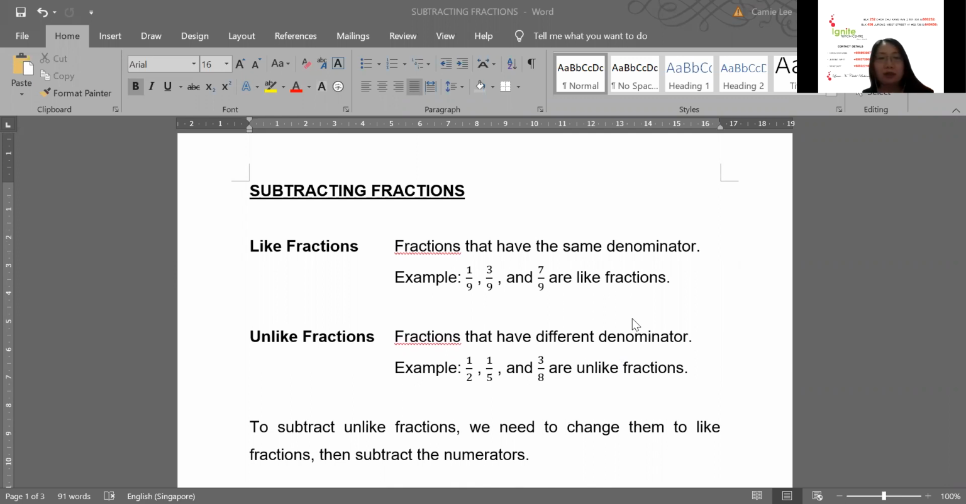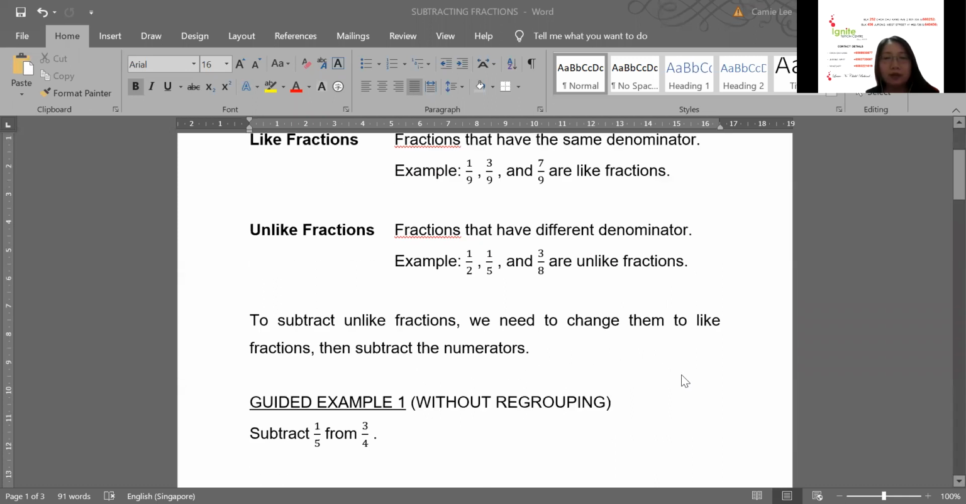First of all, let's recap what like and unlike fractions are. Like fractions are fractions that have the same denominator. For example, 1 out of 9, 3 out of 9 and 7 out of 9 are like fractions because they have the same denominator. Unlike fractions are fractions that have different denominators. For example, 1 out of 2, 1 out of 5, and 3 out of 8 are unlike fractions.